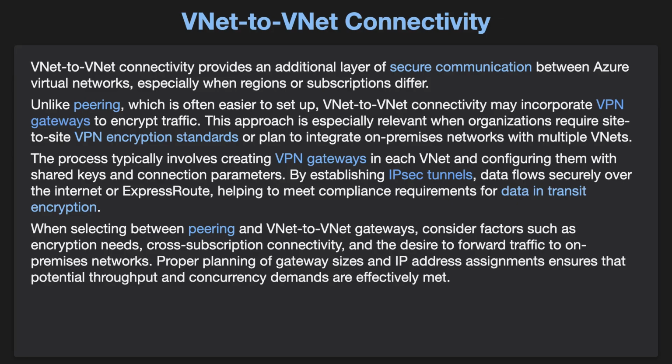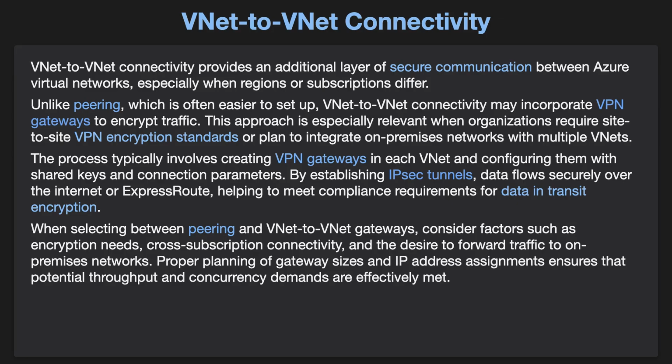multiple VNets. The process typically involves creating VPN gateways in each VNet and configuring them with shared keys and connection parameters. By establishing IPsec tunnels, data flows securely over the Internet or ExpressRoute. This design can help meet compliance requirements for data in transit encryption.